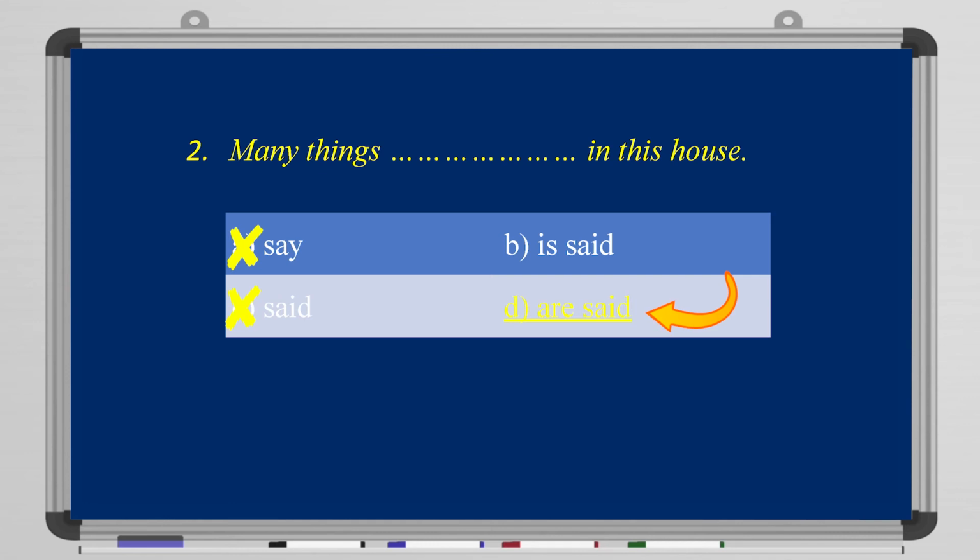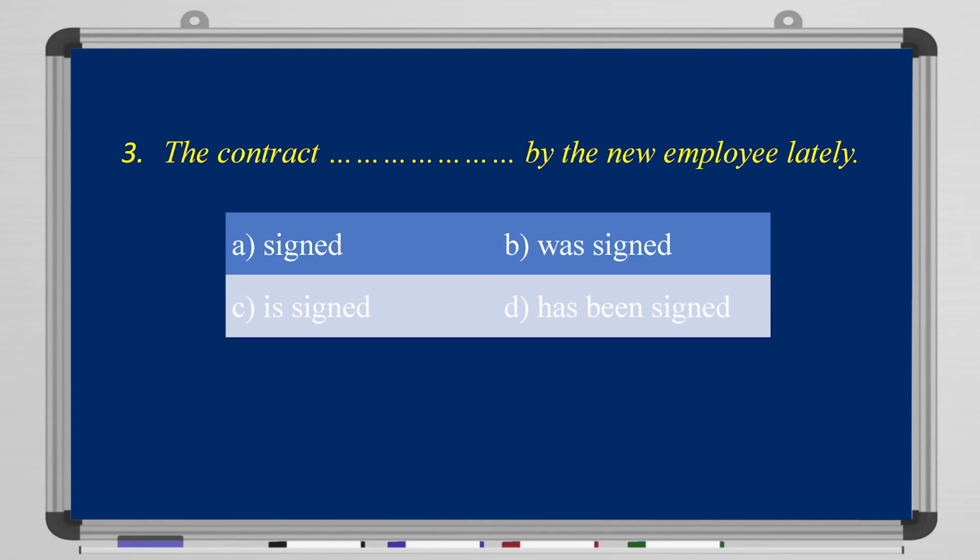Let's look at question number 3. The contract, space, by the new employee lately. The contract, by the new employee lately. So we have the word lately.